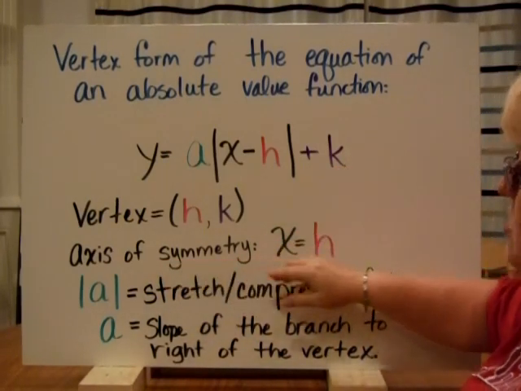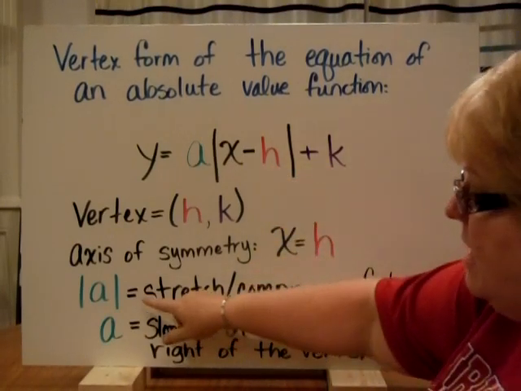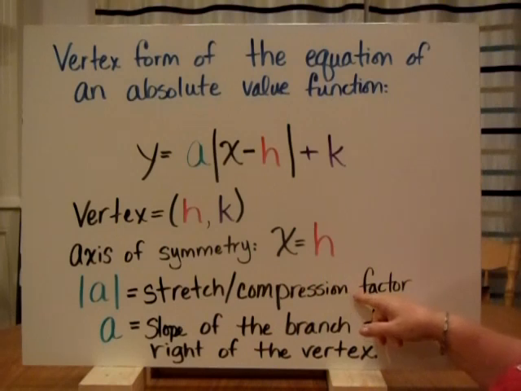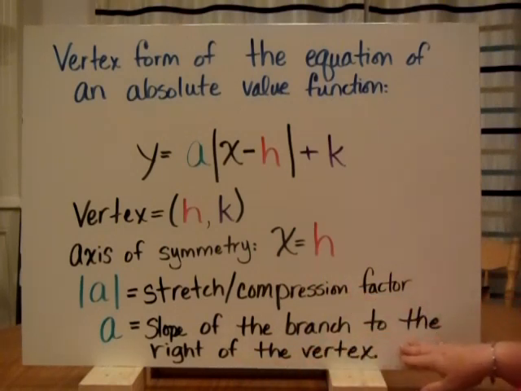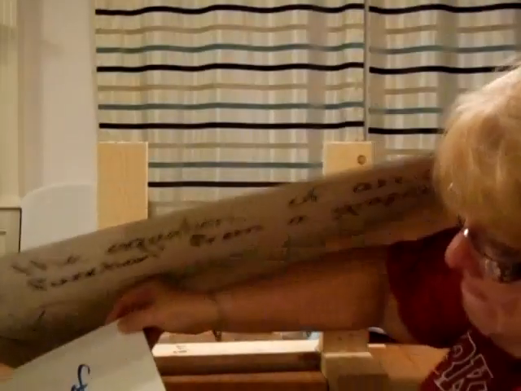Your axis of symmetry is always x equals your h. And the absolute value of a is your stretch and compression factor. And I just stated earlier that you find a by finding the slope of the right branch on your graph.